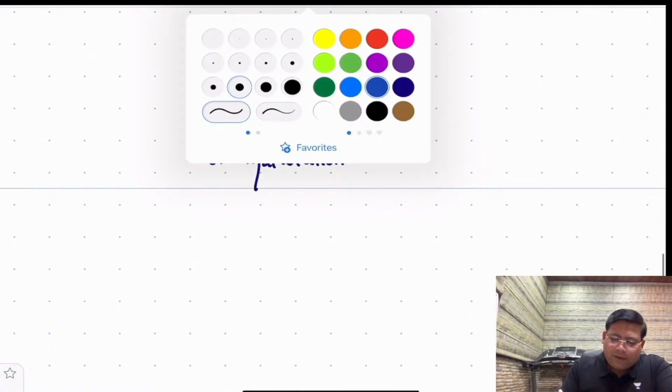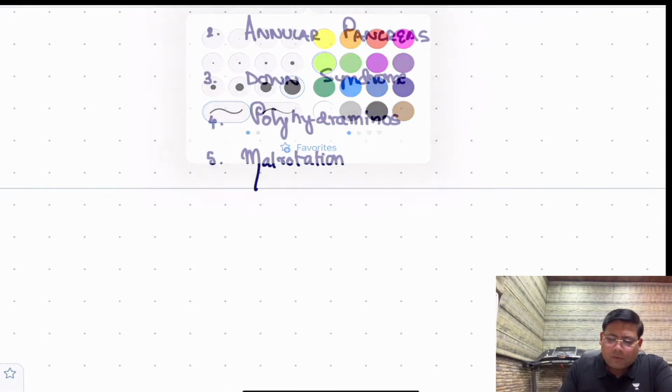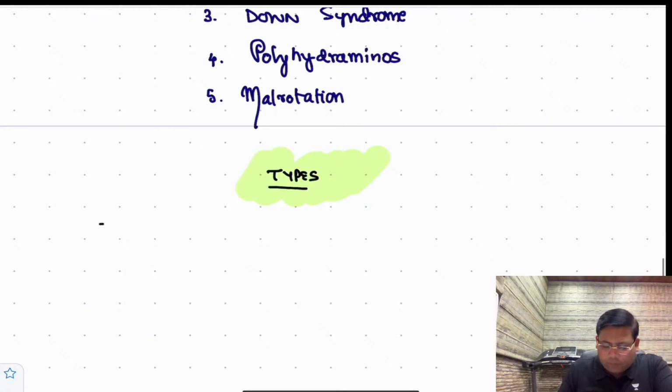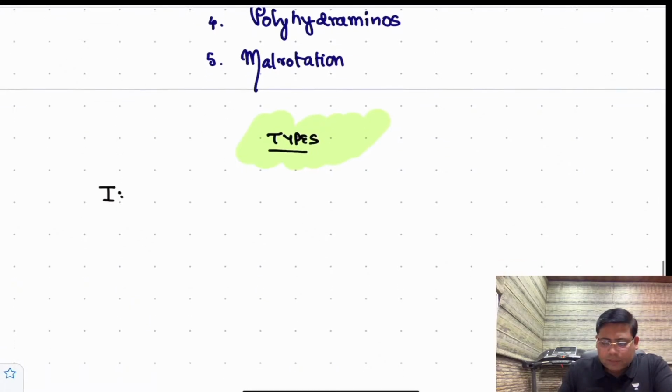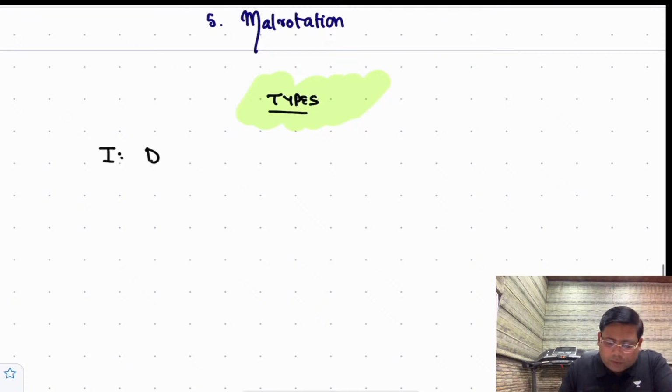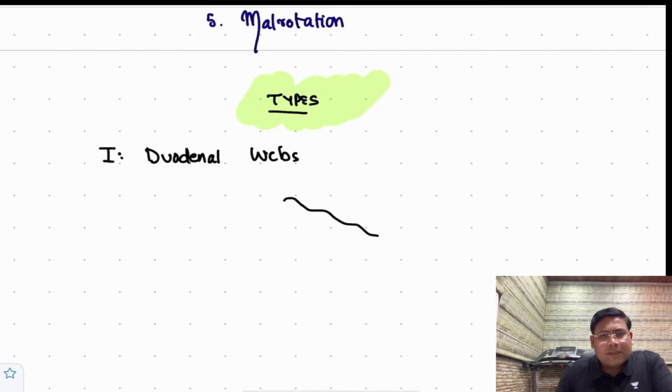Now the next thing that we intend to discuss is what are the types. So when you talk about the types, they are again very important. There could be a type 1. What is type 1? This is presence of the duodenal webs. So presence of webs, this is what is known as type 1, duodenal webs. Now what do you mean by duodenal webs? This is an atresia.